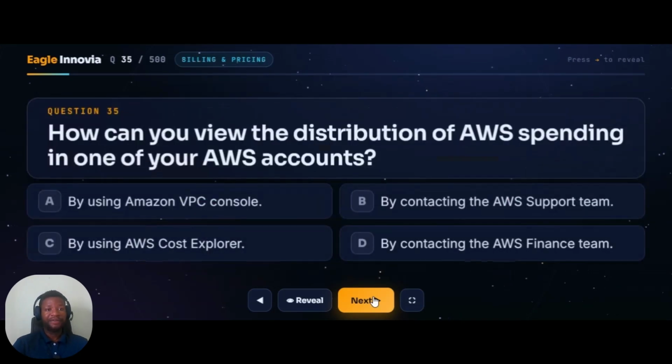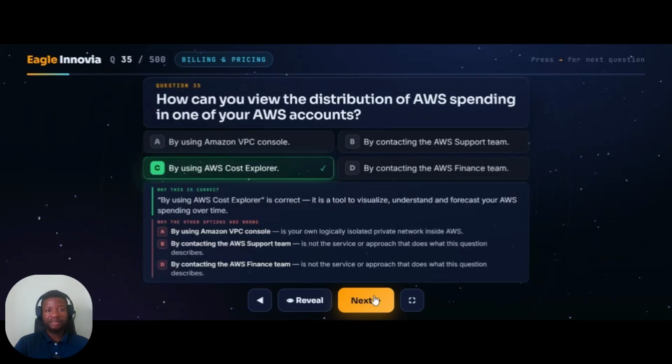Question number 35. How can you view the distribution of AWS spending in one of your AWS accounts? A. By using the Amazon VPC console. B. By contacting the AWS support team. C. By using AWS Cost Explorer. D. By contacting the AWS Finance team. The correct answer is by using the AWS Cost Explorer. It's a tool used to visualize, understand and also forecast AWS spending over time.